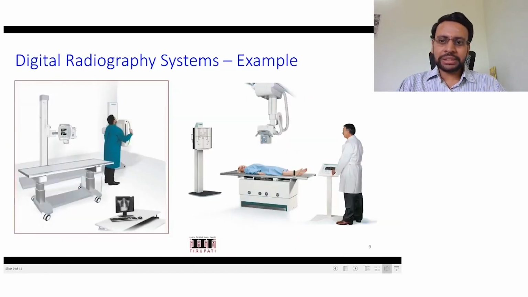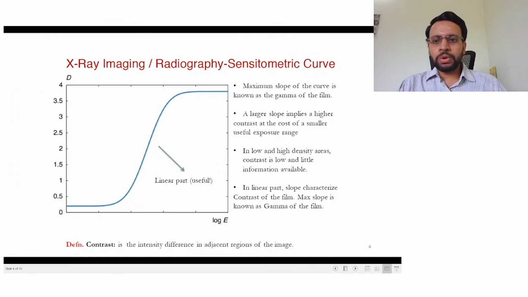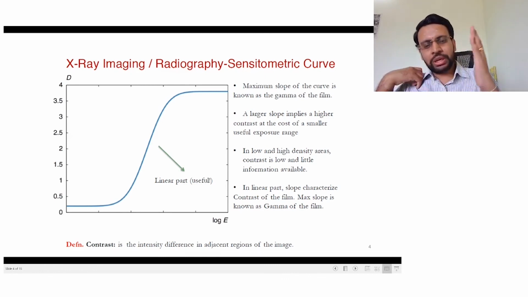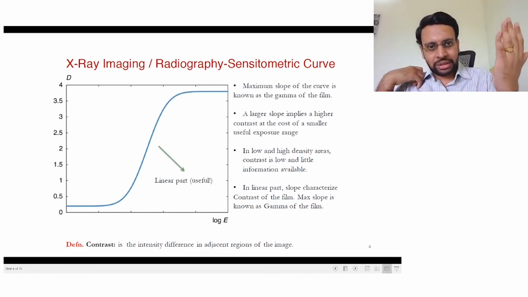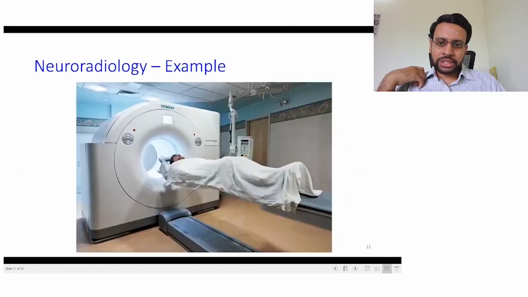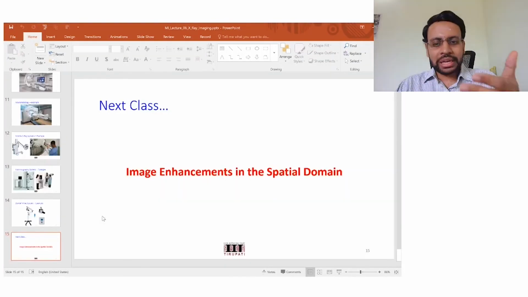In the coming classes, we will focus more on the image processing aspects of medical imaging. For example, as I mentioned, this graph is telling you how the ratio of input intensity to output intensity has to be mapped to the intensities that you would get on the X-ray detecting plate or the digitally recorded X-ray image, such that you could get a better contrast. So this would be our focus for the next few classes. From the coming class onwards, we will be focusing on image enhancement techniques in the spatial domain.